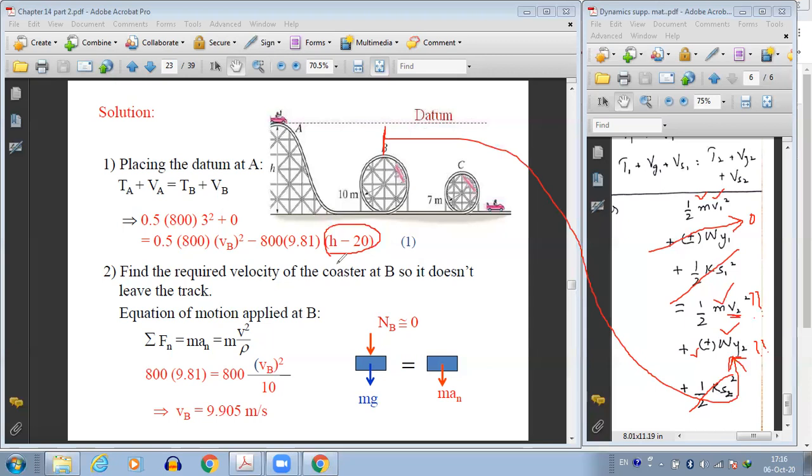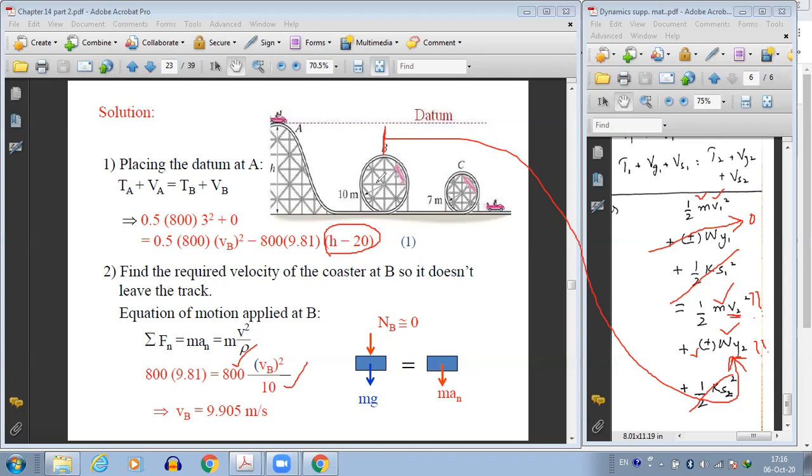Now how can we find VB? We can apply the equilibrium of forces in the normal direction at point B. So summation Fn equals m an, where an will be the velocity at B squared upon rho. Rho is the radius of curvature, which is 10, known. m is known. And the summation of forces: what kind of forces do we have at B?